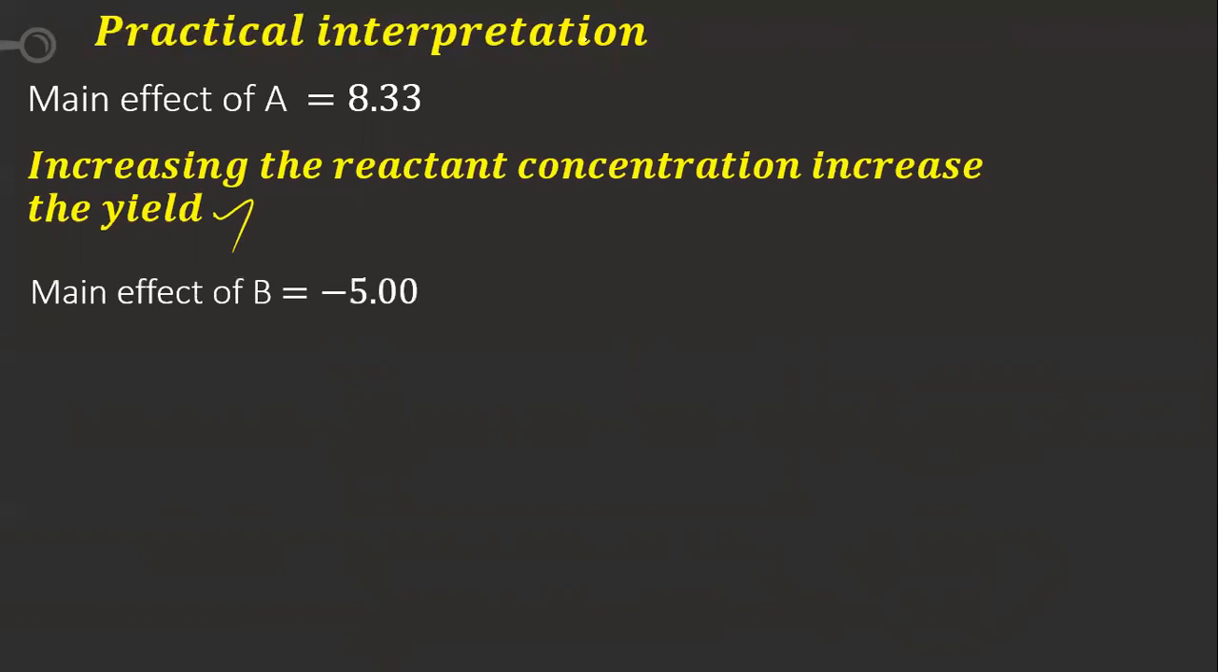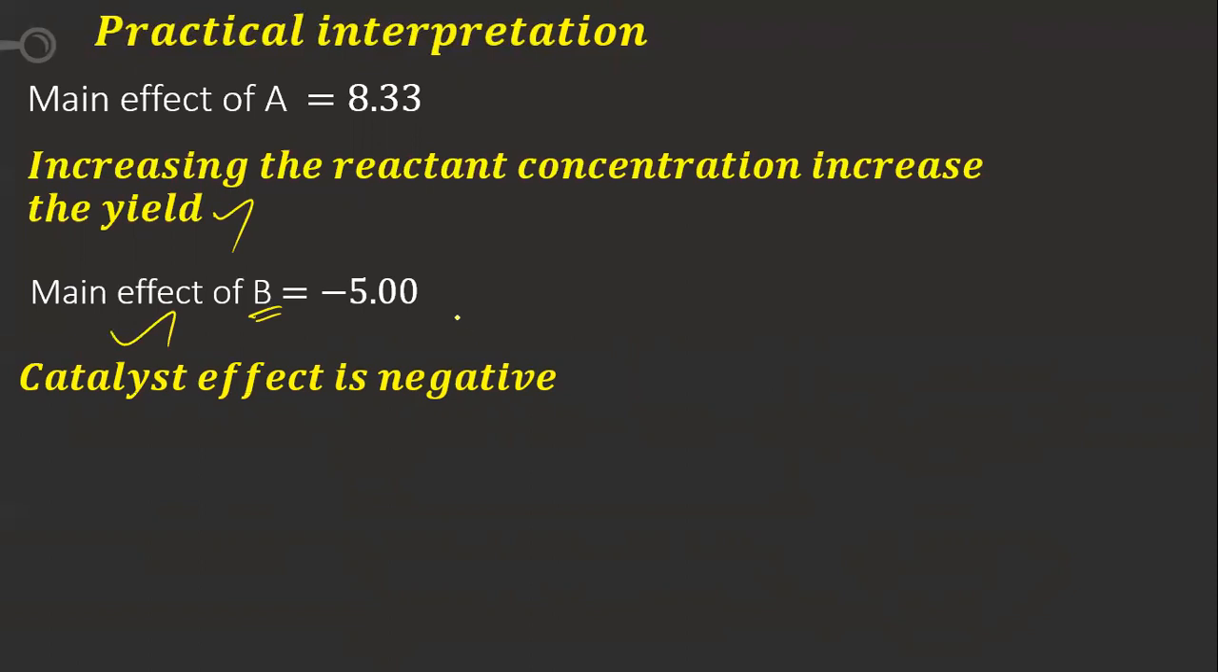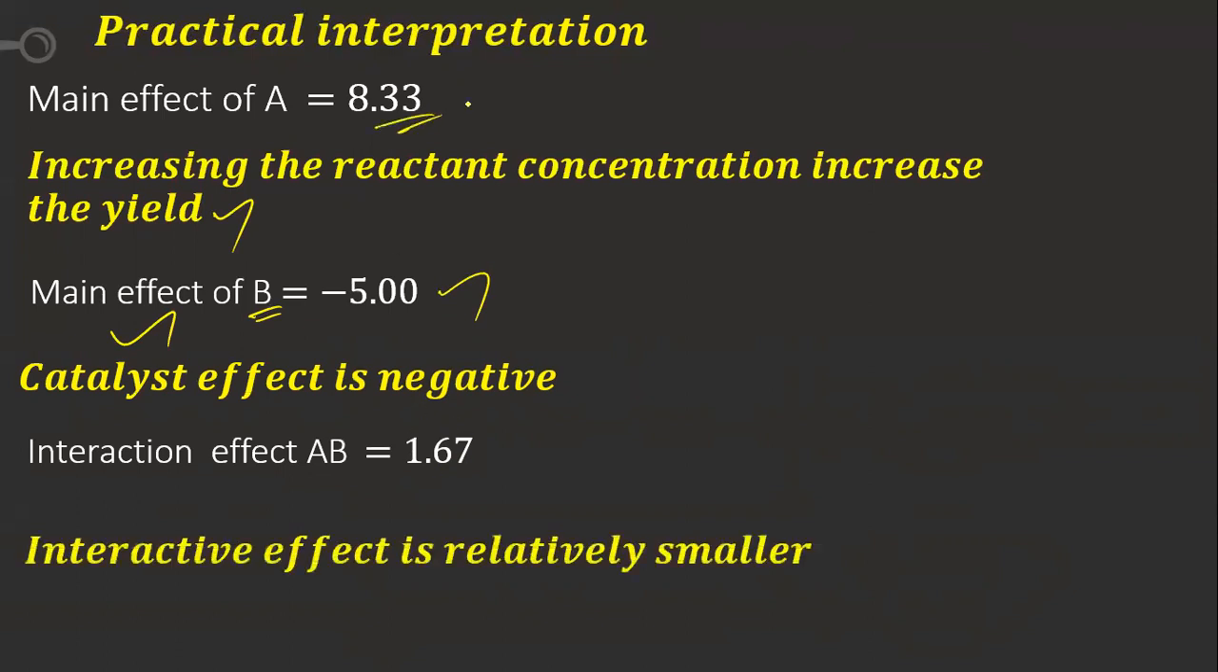So what is the interpretation? I got it from here. B is nothing but, see, it is giving a -1. B is a factor which is catalyst. So catalyst effect is negative for me. Now, what about the interaction? Interaction effect is 1.67. It is very less compared to this. So what I'm going to say is interactive effect is relatively small. Okay, that is the interpretation I make from this experiment.